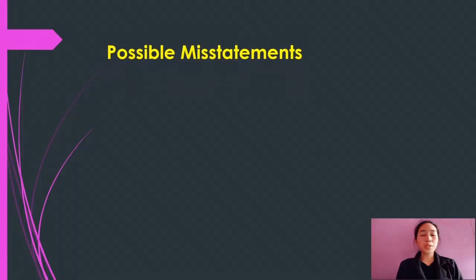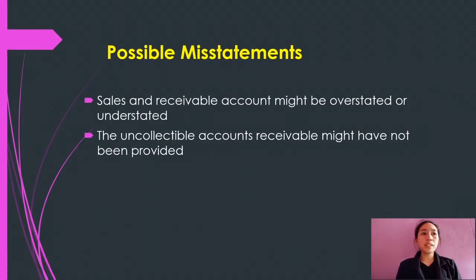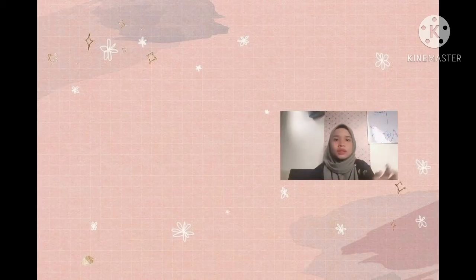In the audit evidence, there are four types of evidence: first is sales invoice, second is customer purchase order, third is delivery notes, and fourth is sales invoice. Possible misstatements of occurrence are, first, sales and receivable accounts might be overstated or understated, and second, the uncollectible account receivable might not have been provided for.